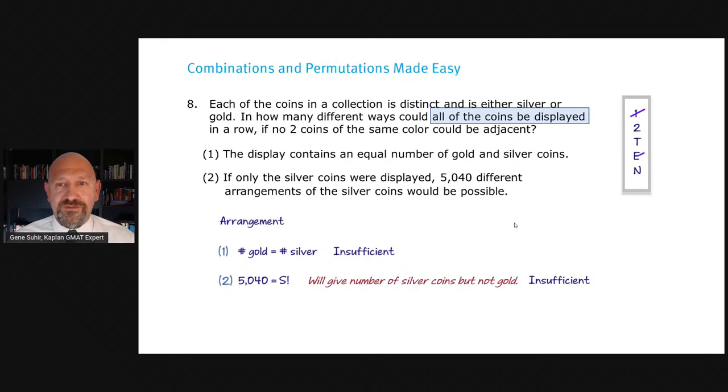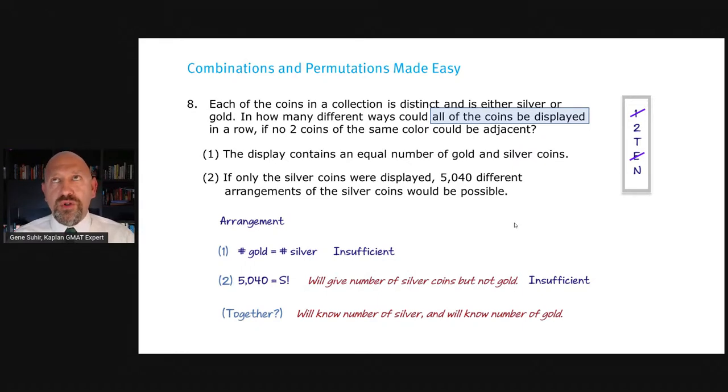Also insufficient. So we had already eliminated the first and fourth answers from statement number one. From statement number two, we could also now say, okay, we're going to have to combine, taken together. We'd know the number of silver from statement two. Combining it with statement one, we'd also know the number of gold. If we know each of the actual numbers, silver and gold, we know then how many total arrangements there would be. So T then for together, or C, if you want to call it that, the third answer. A little bit tricky there, right?